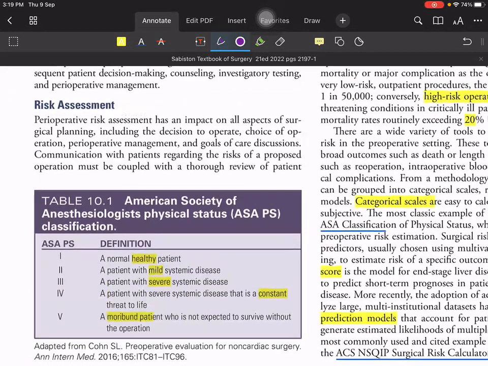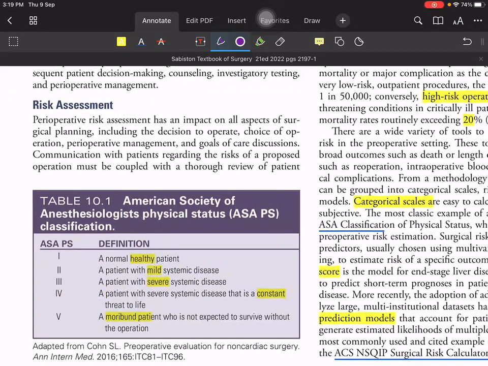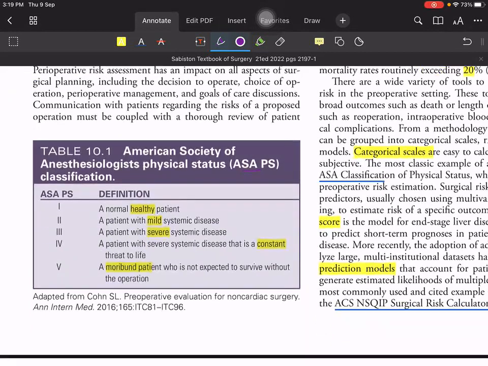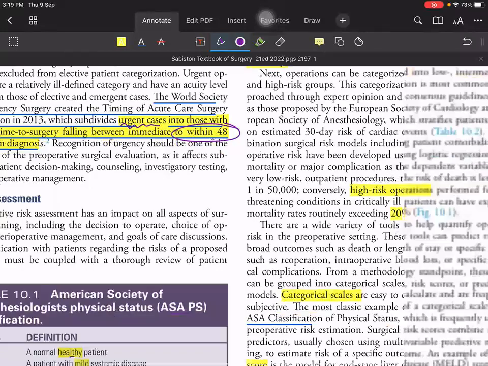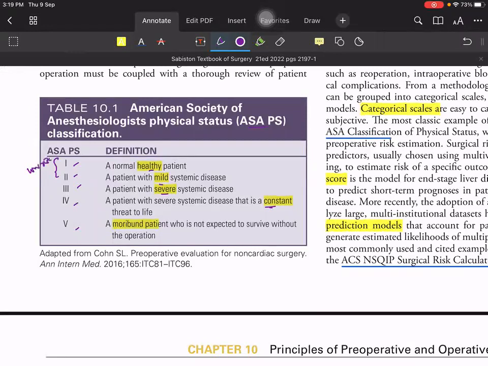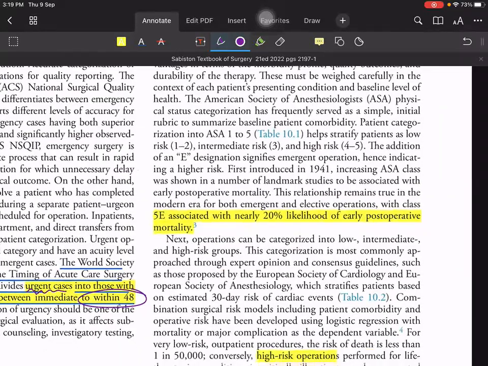Okay. So risk assessment. You already know the ASA physical status, the American Society of Anesthesiologists physical status 1, 2, 3, 4, 5. 1 is healthy, 2 is mild, 3 is severe systemic disease, and 4 is severe systemic disease that is a constant threat to life, and 5 is a moribund patient who is not expected to survive without life support. Here they are telling that 1 and 2 are low risk, 3 is intermediate risk, and 4 and 5 are high risk. ASA 5E is associated with nearly 20% likelihood of early postoperative mortality. This 20% is very important.